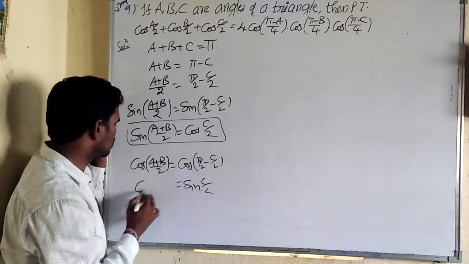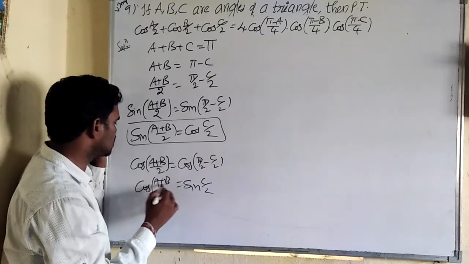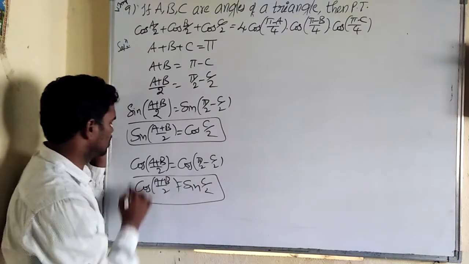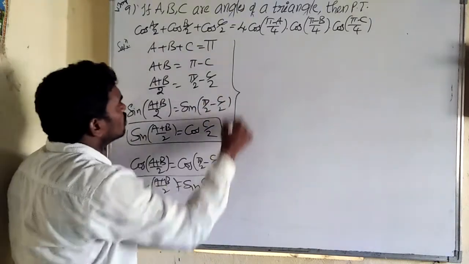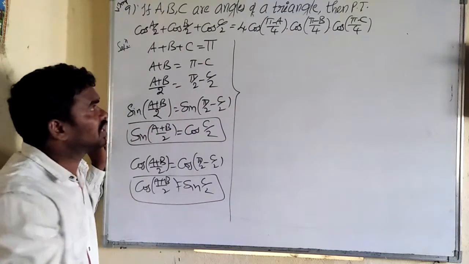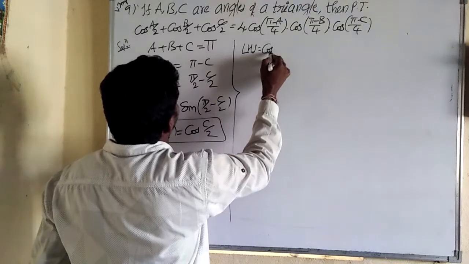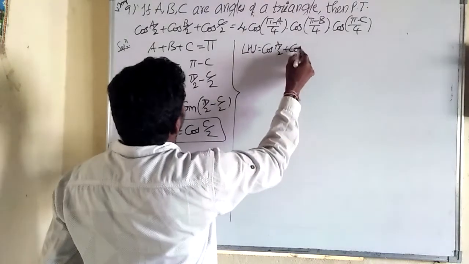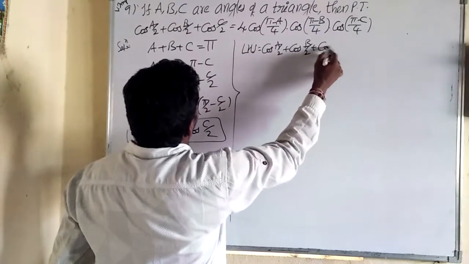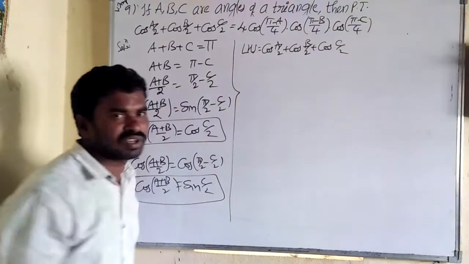So cos of (a+b)/2 means sin c/2, we got it. So the prior information is completed. Now take the left hand side, LHS. The LHS is cos a/2 plus cos b/2 plus cos c/2. That is the left hand term.